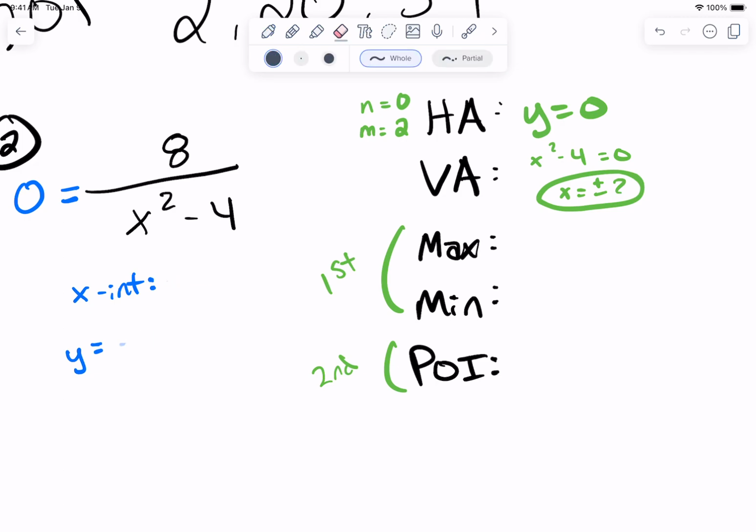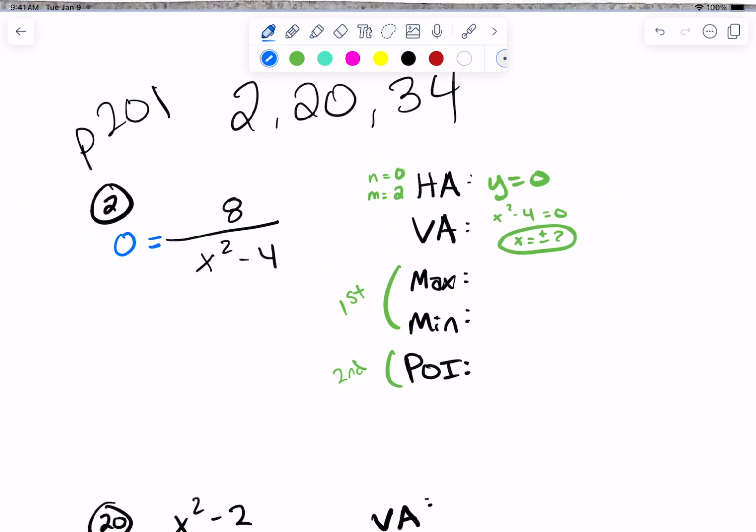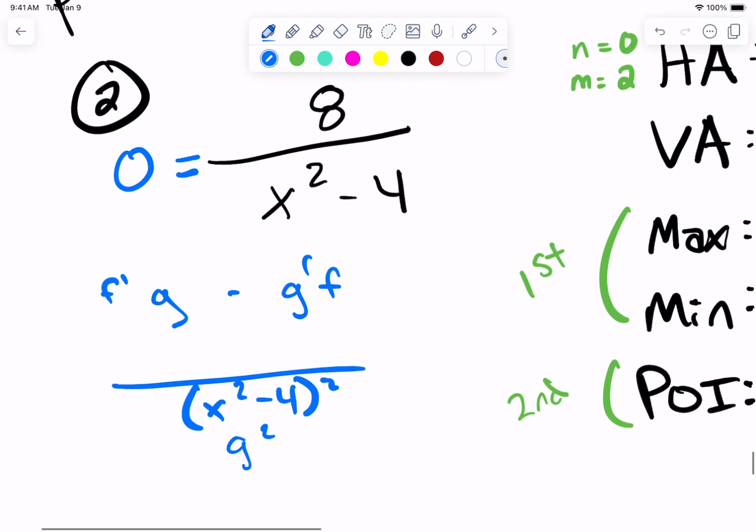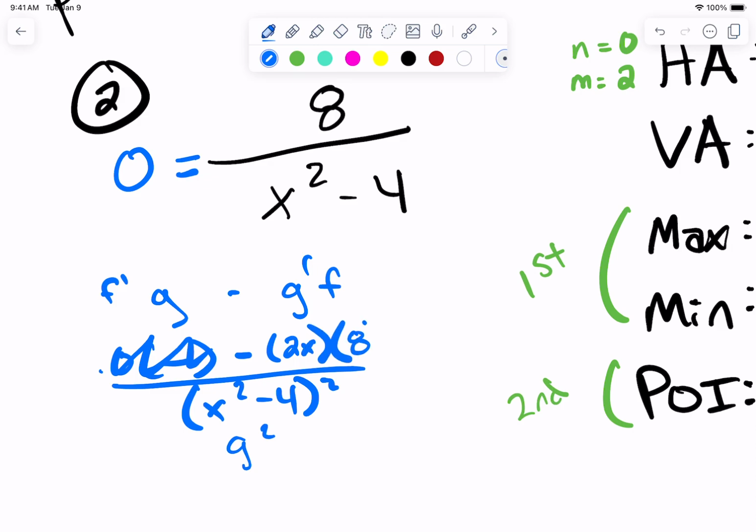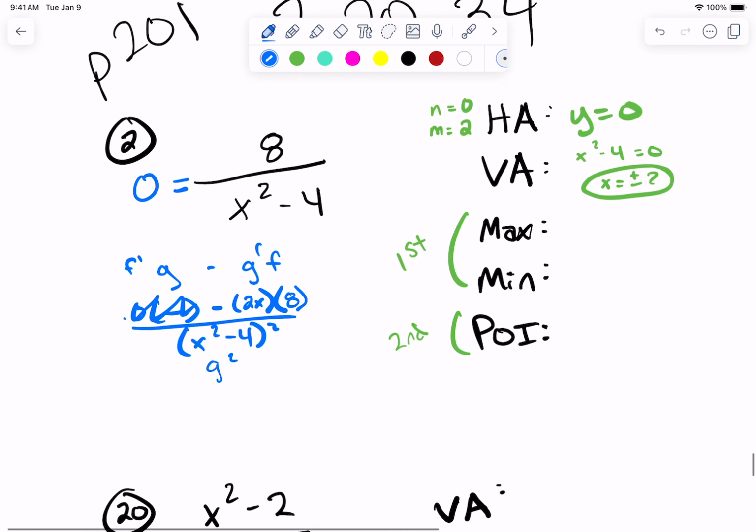All right. Derivatives. Let's do the first derivative. Okay, wait. How do we do the first derivative? Quotient rule: F prime G minus G prime F all over G squared. G squared is this guy squared. What's F? What's F prime? 0. 0 times G, we don't care what it is because it's all going to go away. Minus G prime, 2x, times F, which is 8. So our first derivative, that's real nice.